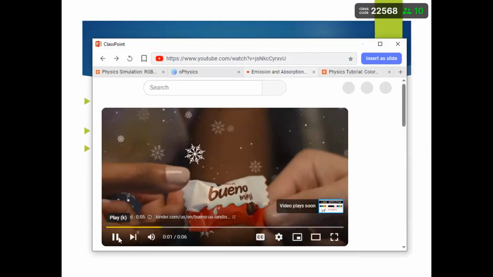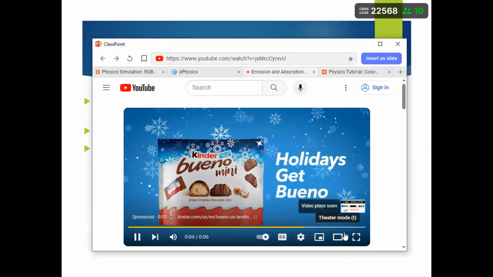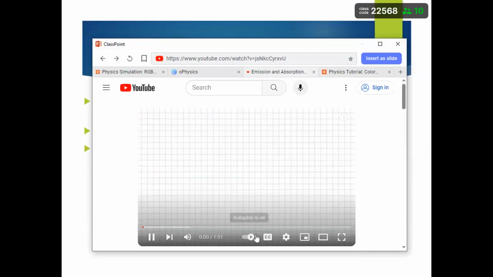Unravel real holiday spirit with Kinder Bueno Mini. Holidays get bueno. You can pick.